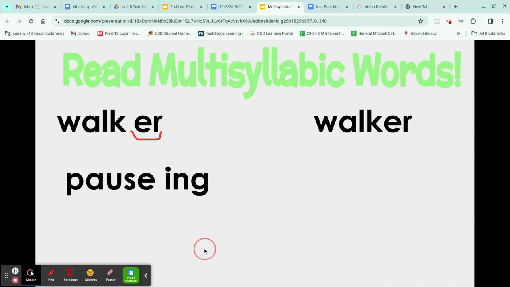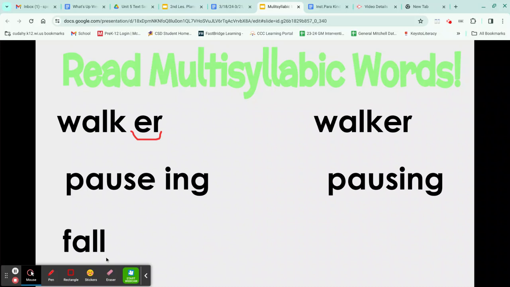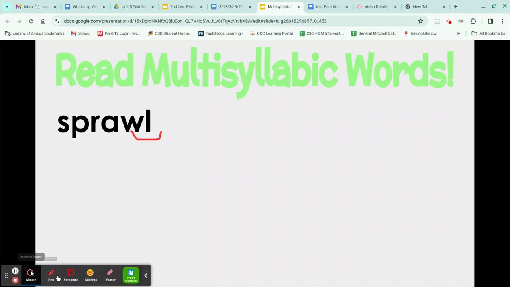Read. Read. Read. Now try for the whole word. Read. Good job. Read. Excellent. I'm going to erase that little mark there. Read. Now try for the whole word.